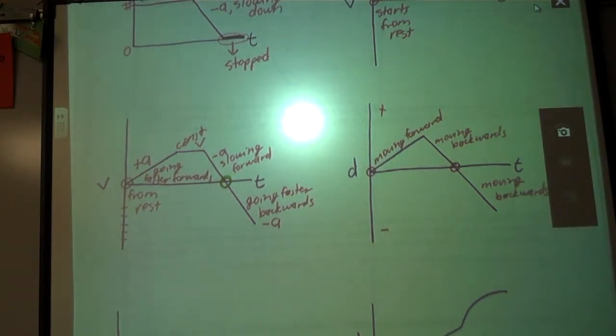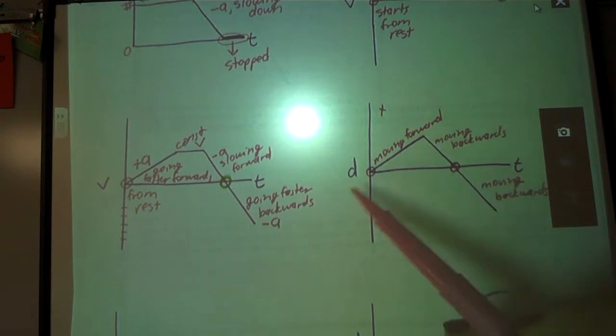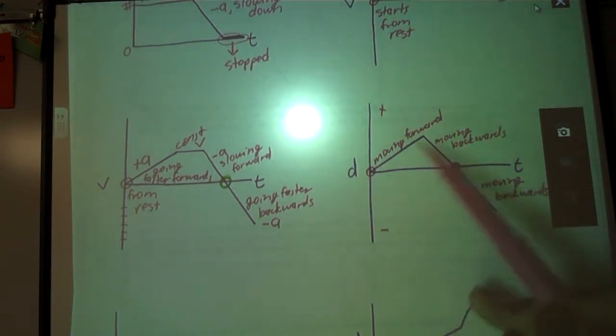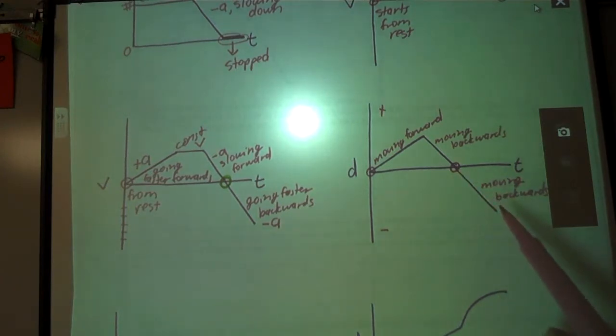So were there numbers associated with this graph? If it were to ask you how far you are from your starting point, this whole piece up here has canceled itself out. We walked away, but then we walked back. And so I am back to zero. This is the leg that actually took us away from our starting point.